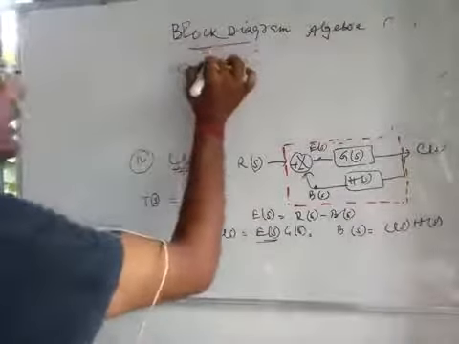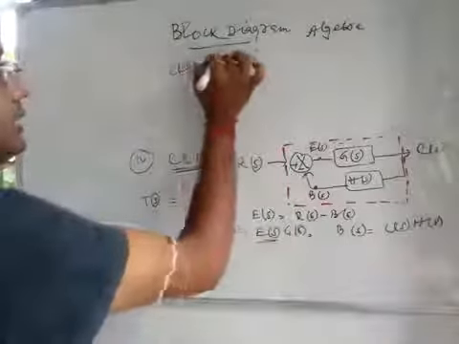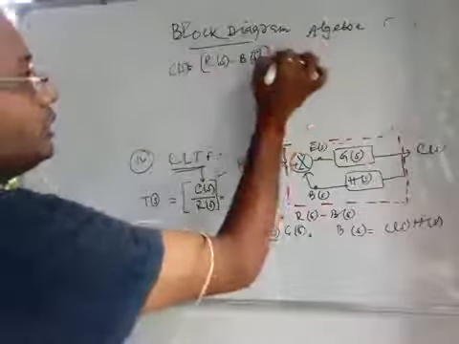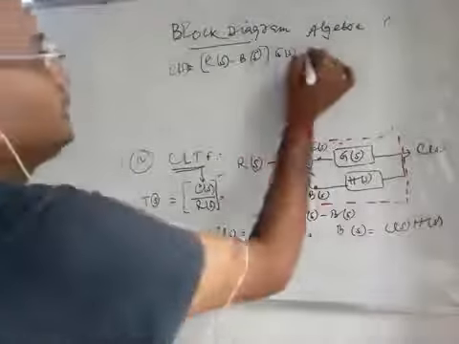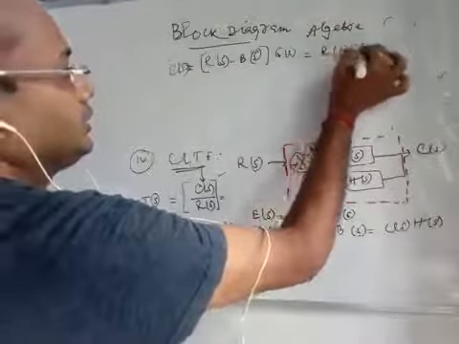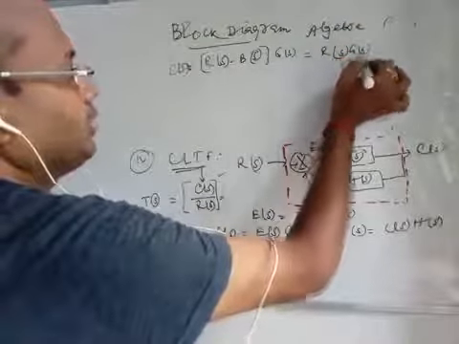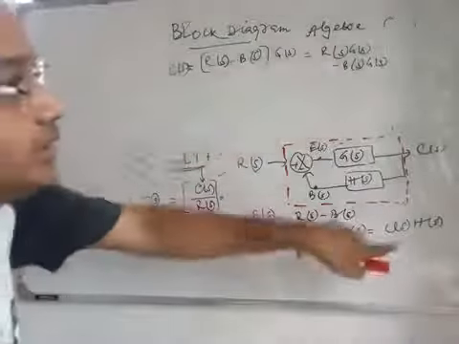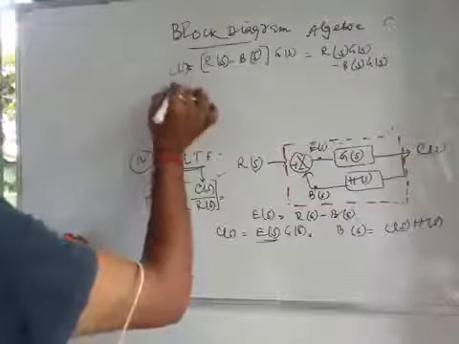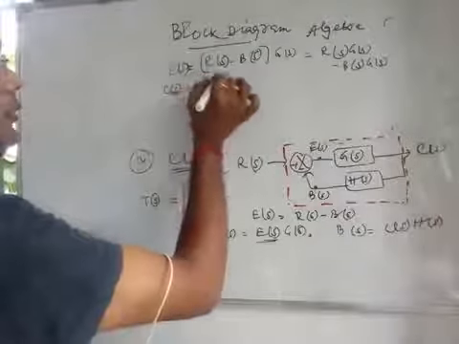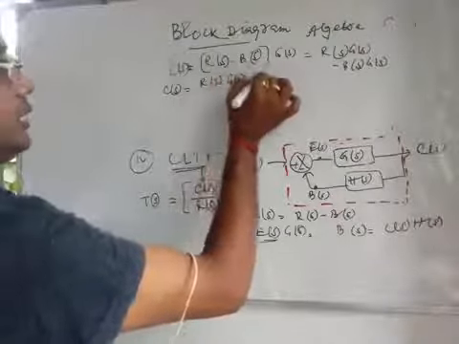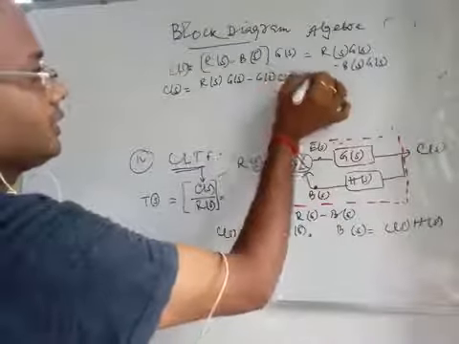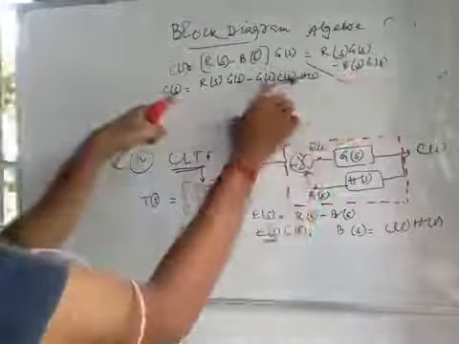C(s) is nothing but E(s) into G(s). Instead of E(s) we will write R(s) minus B(s) into G(s), right? So I can write this as R(s) minus B(s) into G(s). Here instead of B(s) we will write C(s) into H(s). So C(s) will become R(s) into G(s) minus G(s) into C(s) into H(s), right?